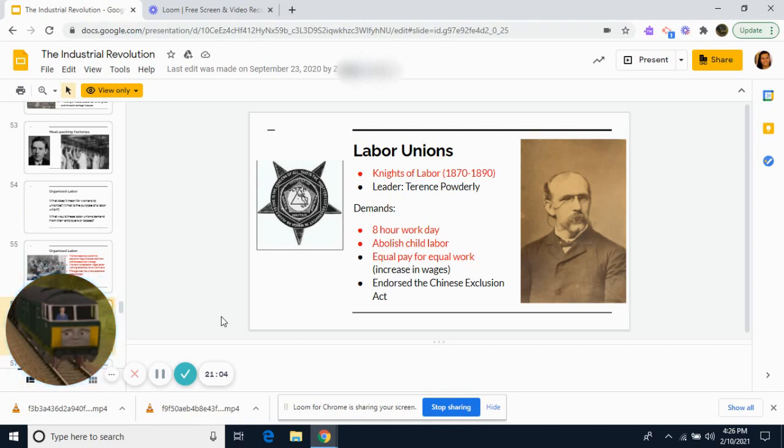Knights of Labor, 1870 to 1890. Leader Terence Powderly. So this is what the labor unions are, and this is what it looks like. Demands: 8-hour workday, abolish child labor, equal pay for equal work. You have to pay your own bills. You have to pay your wages and all the things that can fit. Increase in wages. Endorsed Chinese exclusion.